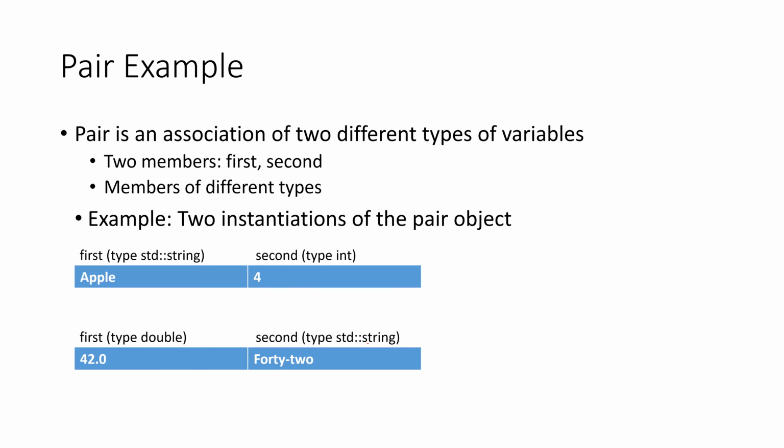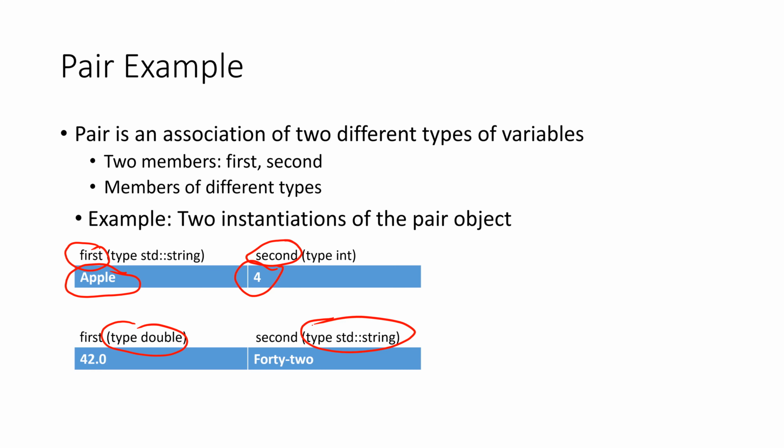Okay, so this just repeats what I said. This pair object is an association of two different kinds of variables. We've got a first data member, and it could be whatever we want. Here I made it a string, and the particular object stores apple in it. Then the second data member, here I've made of type int, and this particular object has a 4 in it. But I could make a different kind of pair using this template recipe. The first could be of type double, and the second could be of type string.